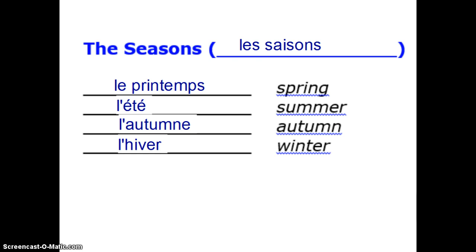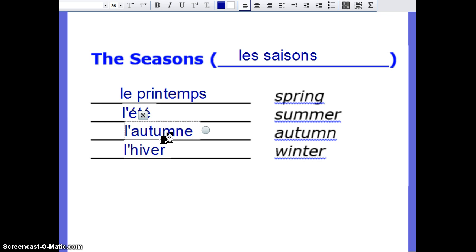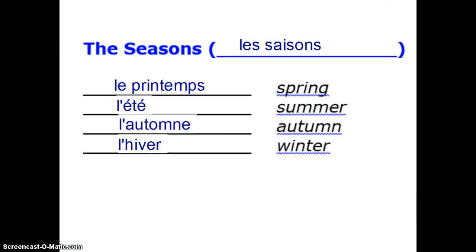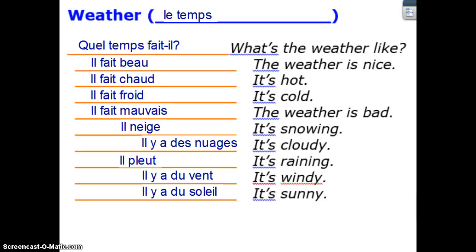L'été, which is summer. Autumn or fall is l'automne. Oop, and there's a small spelling mistake here. Sorry. L'automne. And then winter is l'hiver. And that'll do it for the seasons. Finally, I wanted to talk to you a little bit about le temps, the weather.